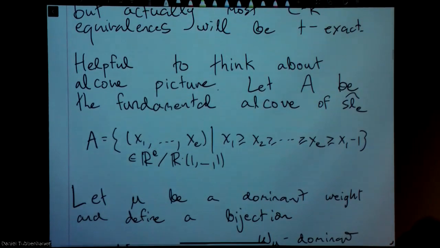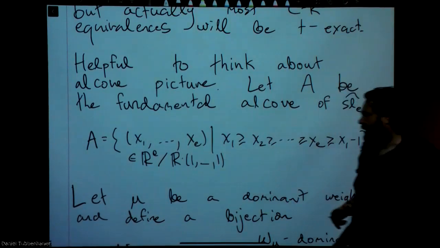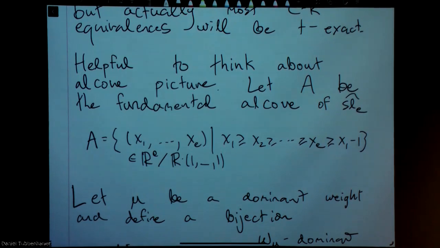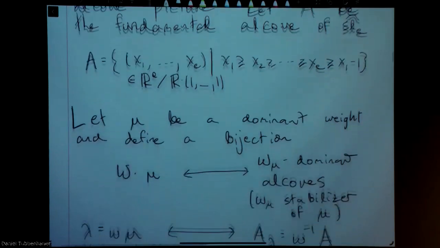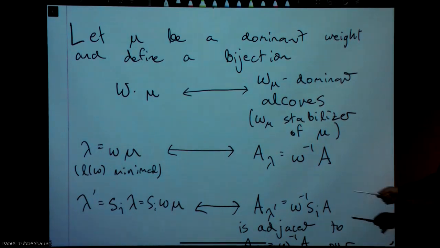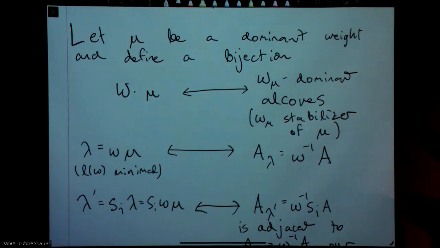All right, because I'm doing things over SL_e, I take this guy in R^e and I mod out by all the constant vectors. Okay. So if I have any dominant weight, I can try to define a bijection between the orbit of this guy under the Weyl group and alcoves.